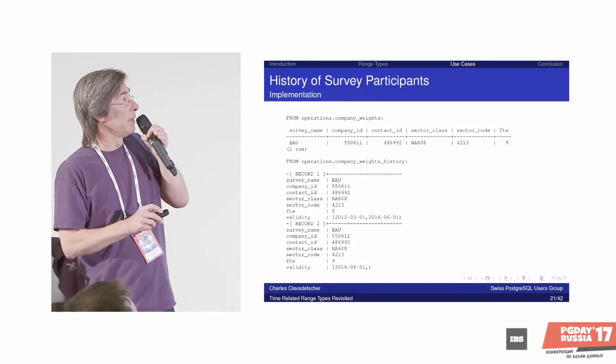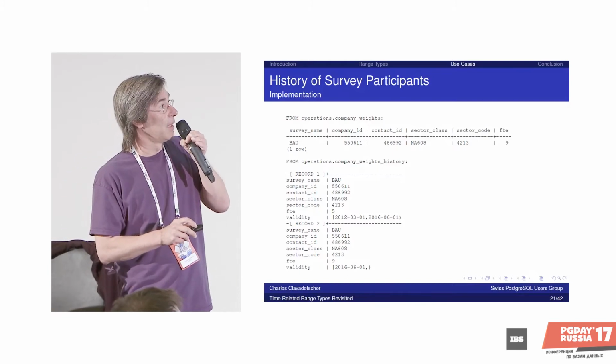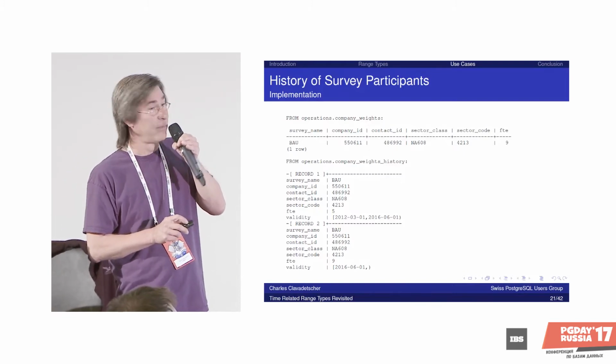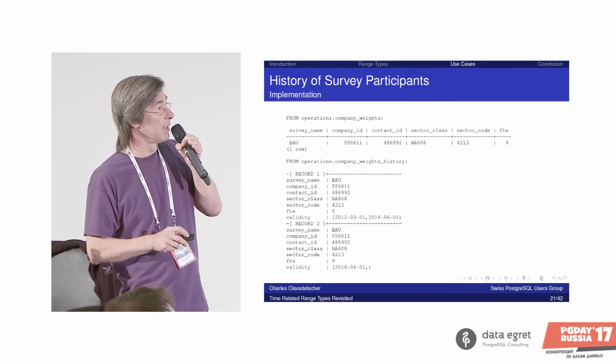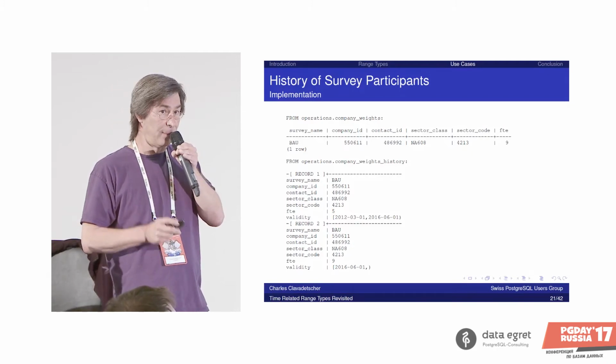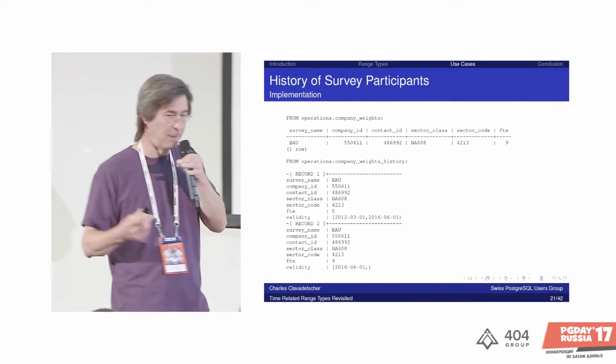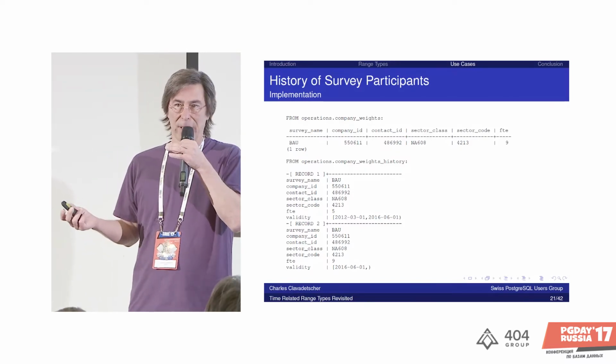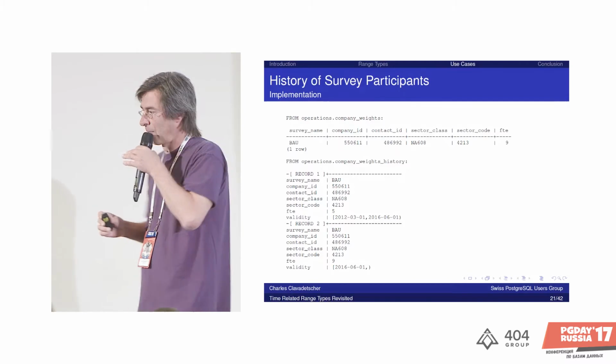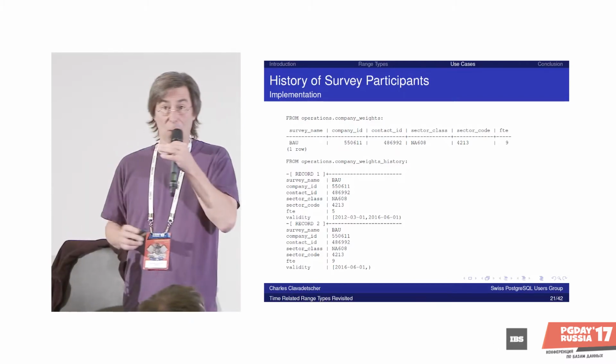So now you can see here an example. Until that date, this company had 5 employees, and then later 9. It has become a bit larger, so it has more weight. It's going to have a bigger impact in the calculation of the indicators. Questions so far?